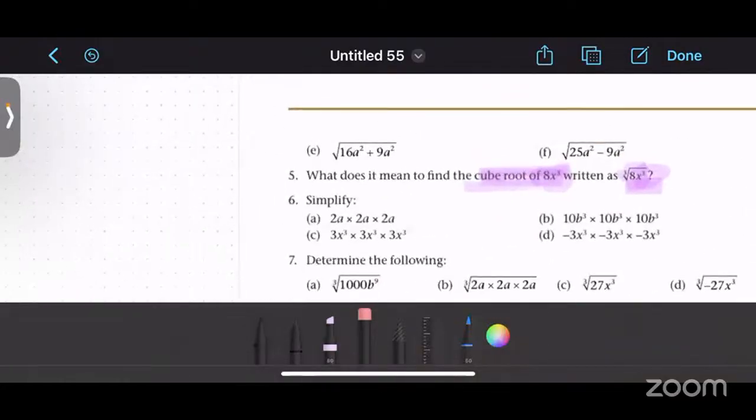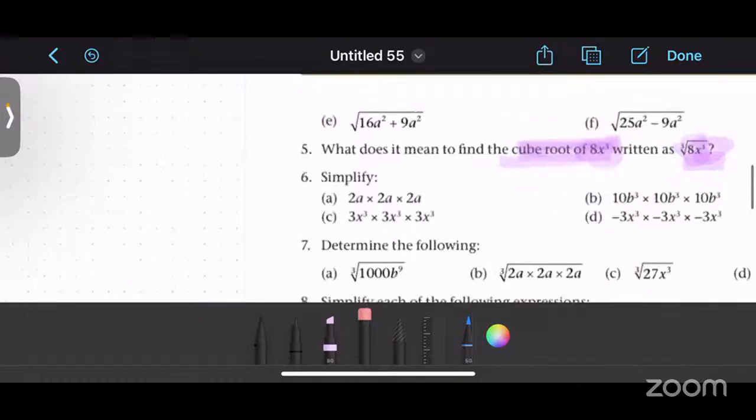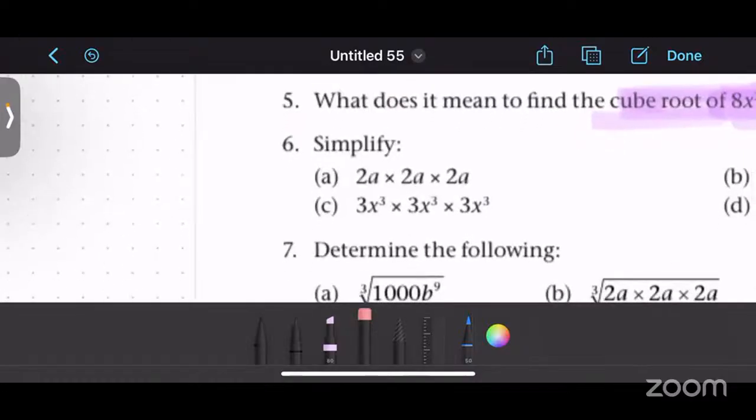Ma'am, because 2 times 2 gives you 4. So if you say 4a times 4a to the power 1, it's going to be 4a to the power 2. Then times 2 is going to give you 8a to the power 3. Okay, that's absolutely great. And remember, I said when you are multiplying the same bases, you add the exponent.